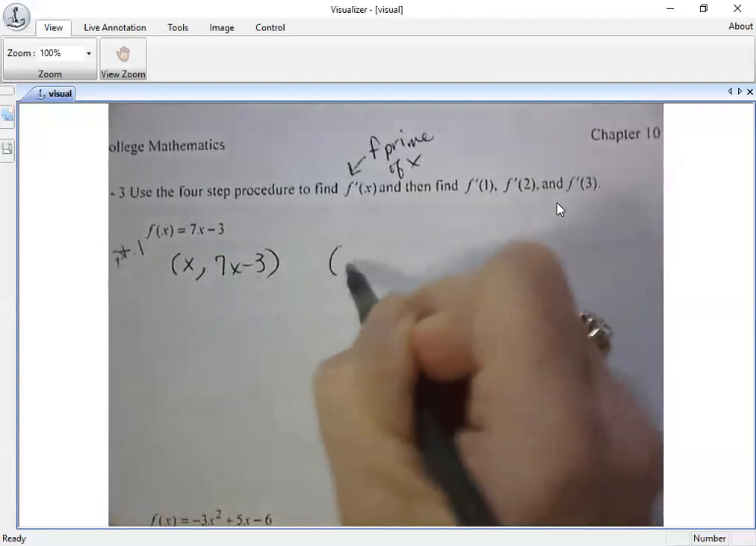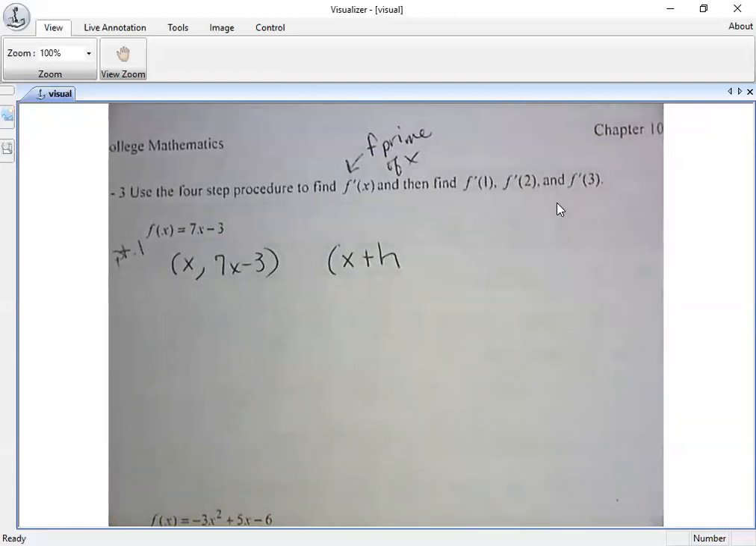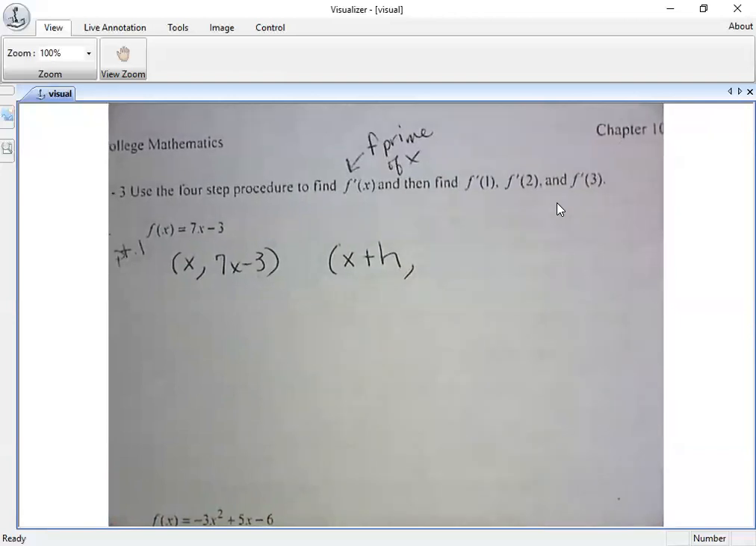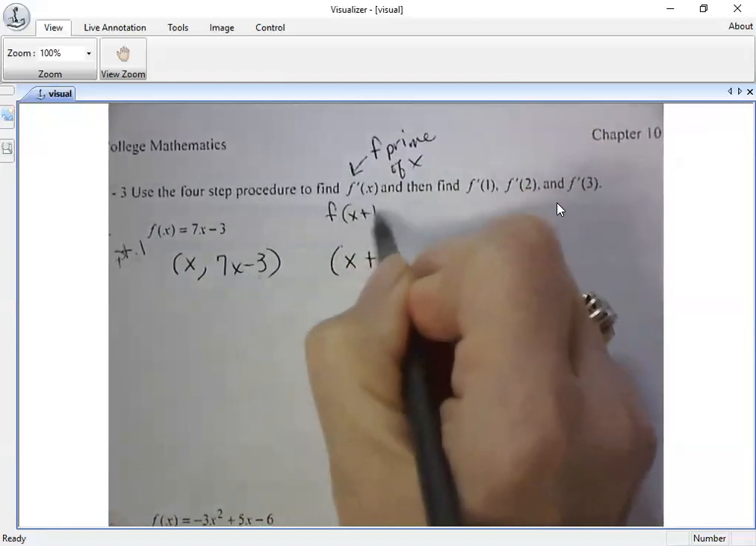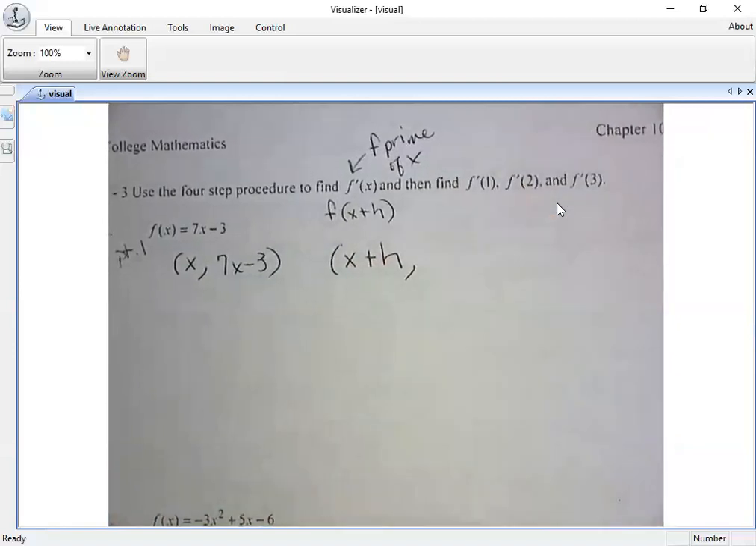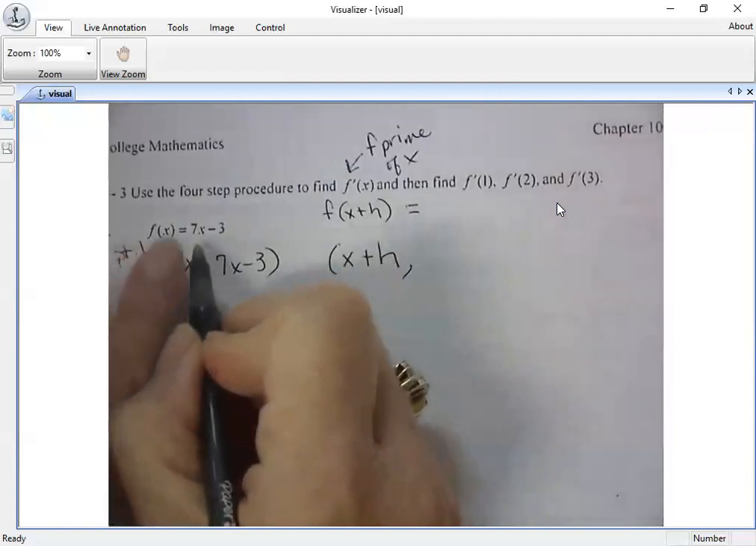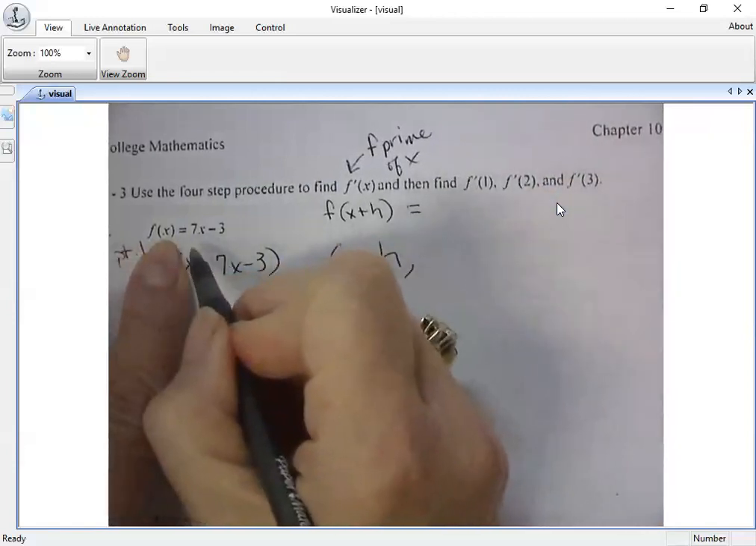And the other point is going to be x plus h, because I've got to add some distance to that point. And then I need to find what f of x plus h is. Remember, that's what it said. I was going to have to figure out what f of x plus h is. Now, the way I find it is I go back to the function, but instead of plugging in x, wherever x shows up, I'm going to plug in x plus h. All right? Does that make sense?